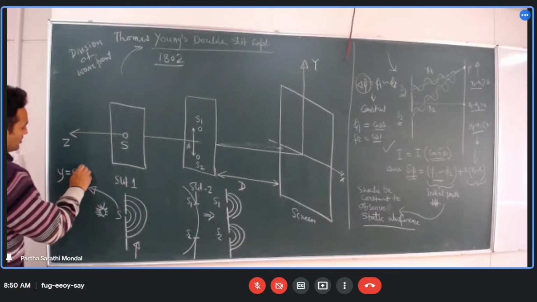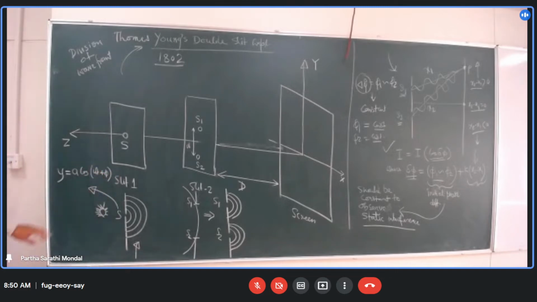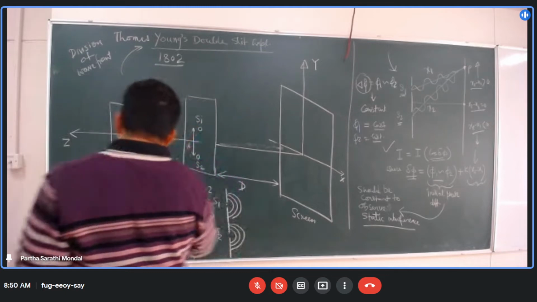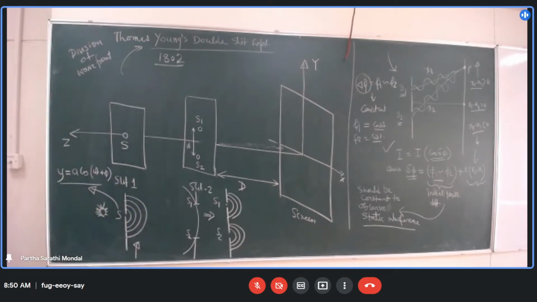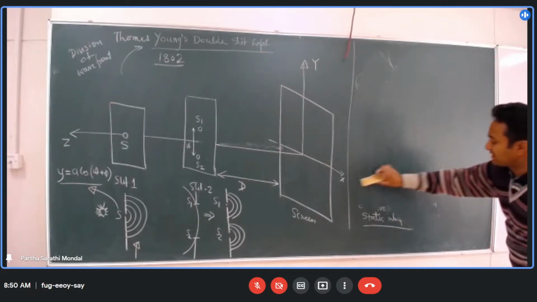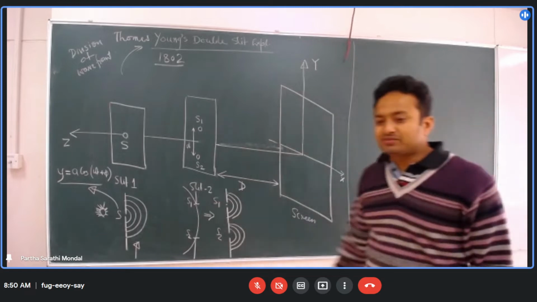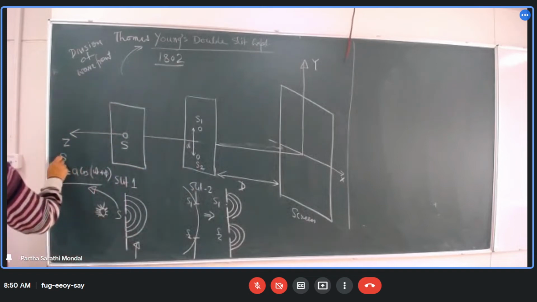So let's say the equation of the light coming out from the source S is y equals A cos(omega t plus phi). Now this will divide into two parts since the wavefront is dividing. What Huygens says is that these two sources S1 and S2 will bear the same signature of the original source.